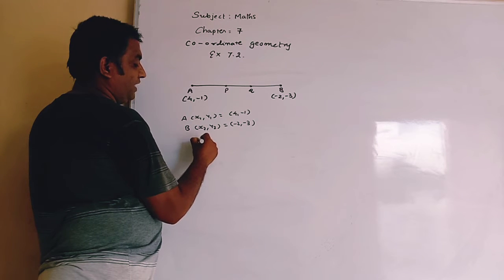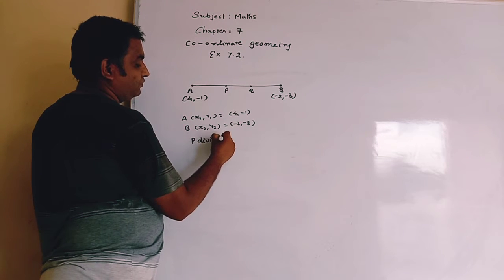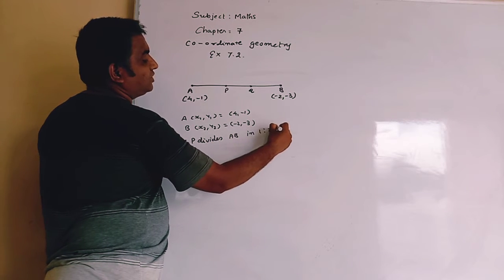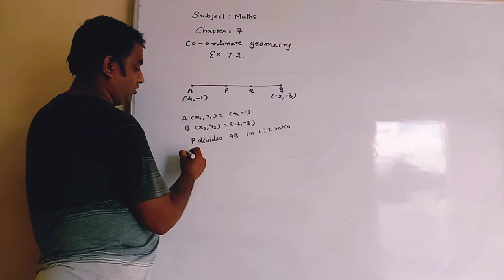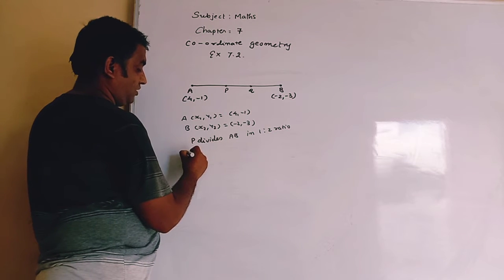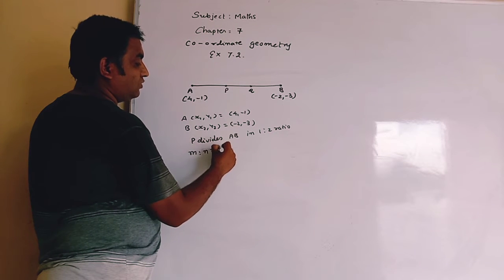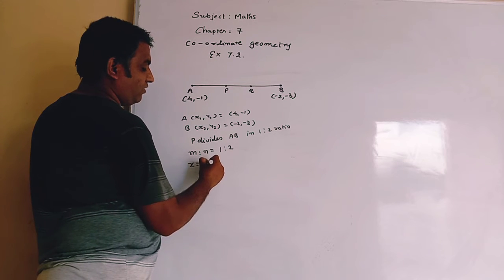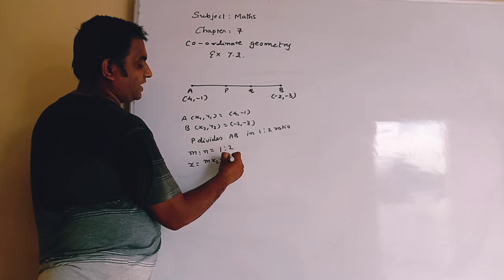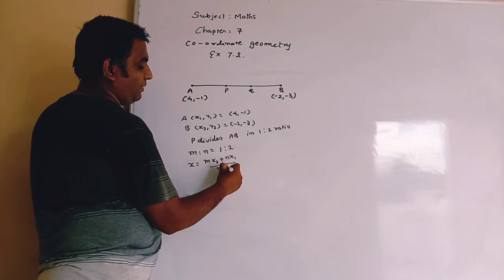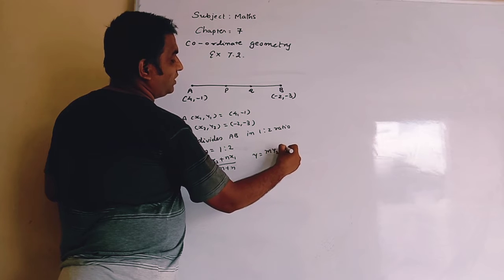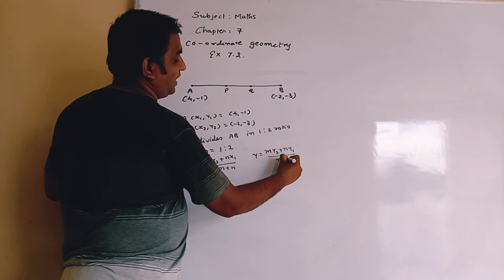And P divides AB in 1:2 ratio. So m is to n equals 1:2. So x coordinate we have (mx2 plus nx1) by (m plus n). Y coordinate we have (my2 plus ny1) by (m plus n).